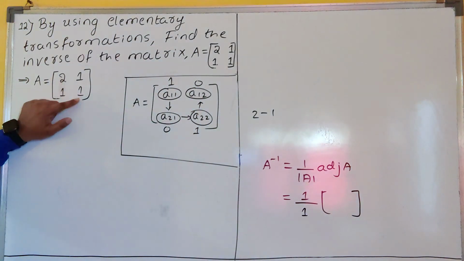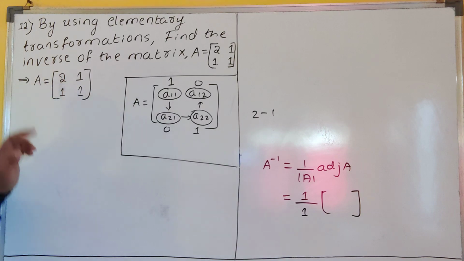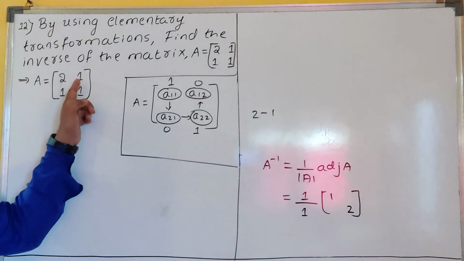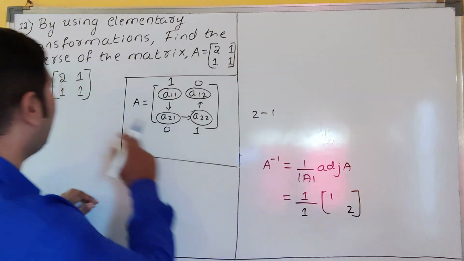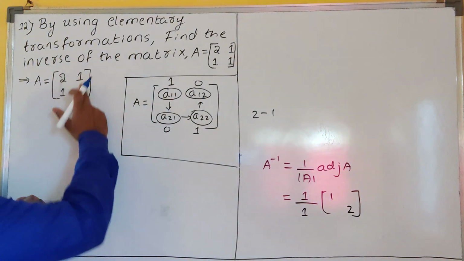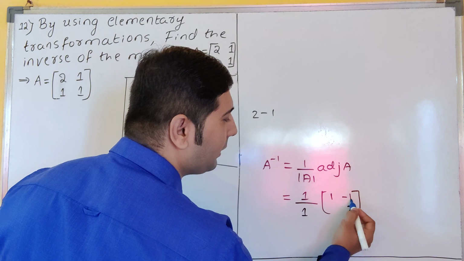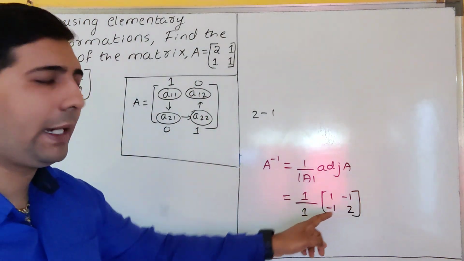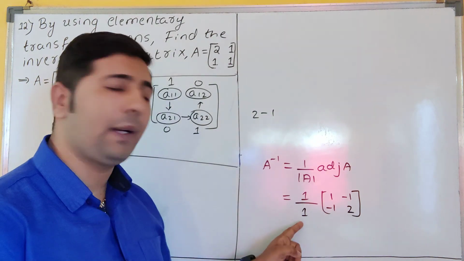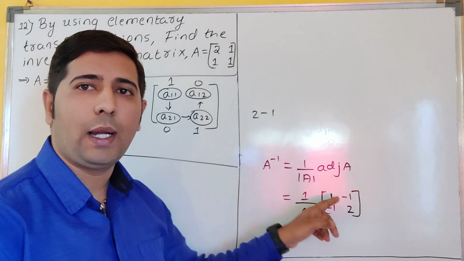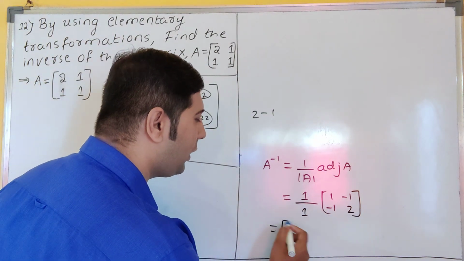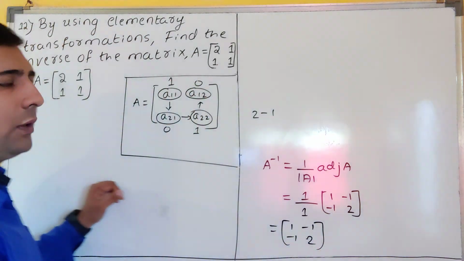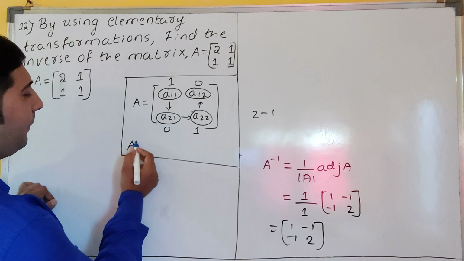So how to find the adjoint of A? Adjoint of A, 2 1 is there, you interchange them. Interchanging means it will become 1 2. Clear? So this 1 1 will become what? Here 1 is there, here 1 is there. You change the sign of them, plus will become minus 1, dear students. 1 by 1 is how much? 1. 1 into anything is the same. So you got how much A inverse?